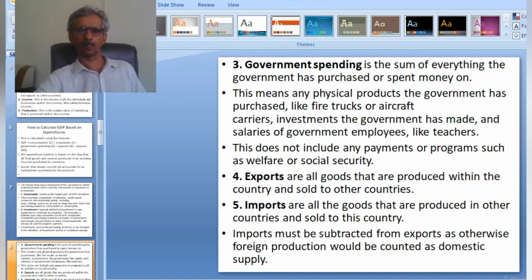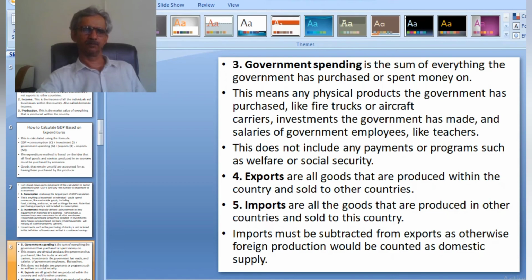These are not counted in this one. So, also the exports are all goods that are produced within the country and sold to other countries. Imports are all the goods that are produced in other countries and sold to this country. Imports must be subtracted from the exports, otherwise foreign production would be counted as domestic supply. So government spending, from the local government to the federal government, is also one of the major expenditures counted into the GDP expenditure method.